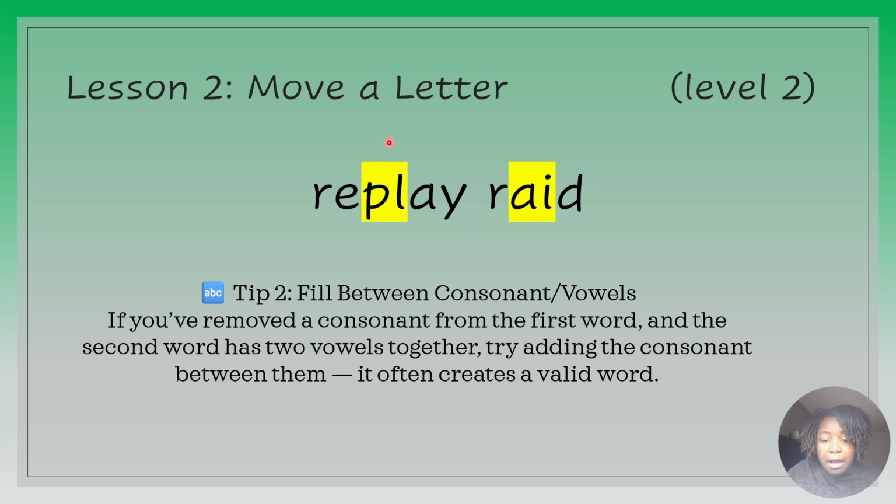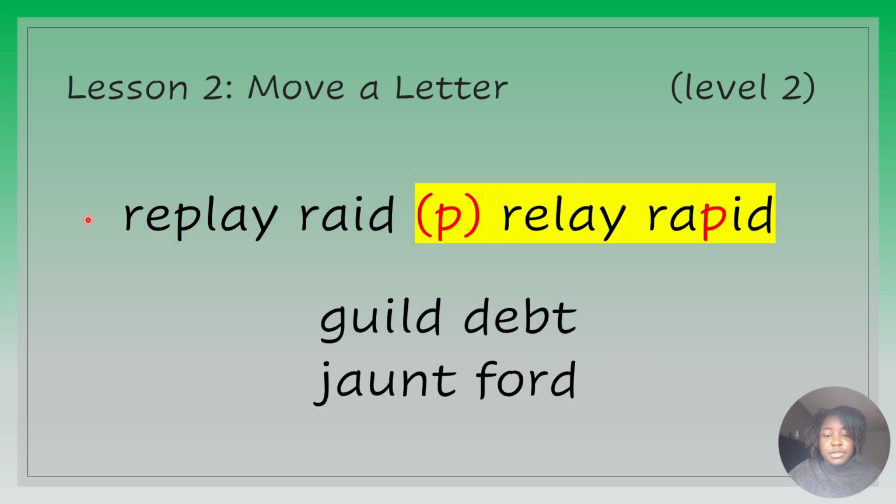Now, if I plop P in between my vowel and consonant in raid, I have rapid, which is a real word. But if I plop L into it, I don't have a valid word. That is rallied, which is not a valid word. So therefore, the answer to this is P. So P taken from replay would form relay, and P added to raid would form repaid.